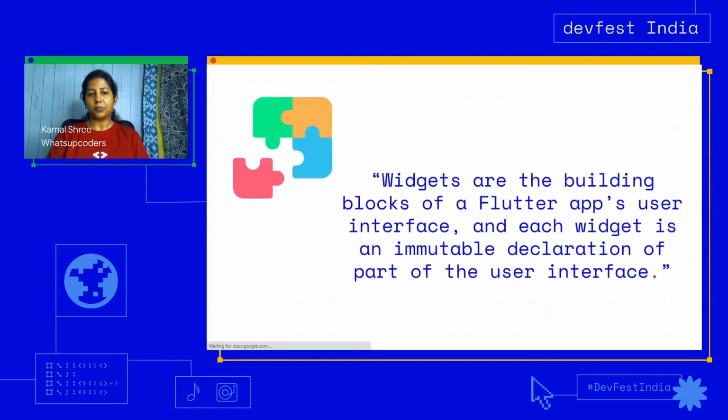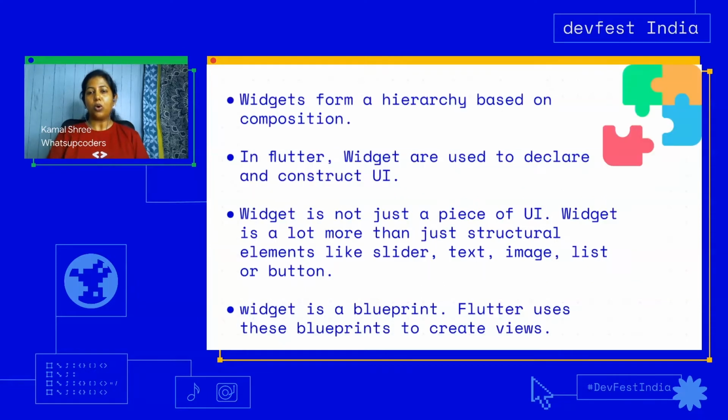Next, moving on to widgets. Widgets are, I would say, the basic building block while you're developing apps. Or I would say it is a kind of immutable declaration of part of the user interface. That is, whatever you interact with on your mobile screen, everything is a widget. You see an image, it's a widget. You see a button, it's a widget. Now in Dart, or in Flutter, we follow this hierarchical composition where widgets are placed one below the other, following the parent-child view. Widgets are also the ones used to declare your UI construct. And this widget, I would say, is not just a piece of UI.